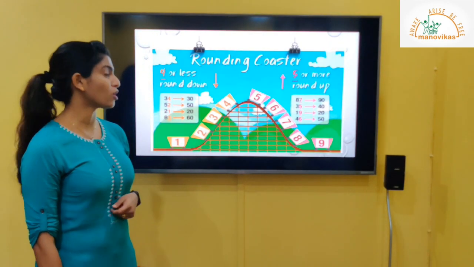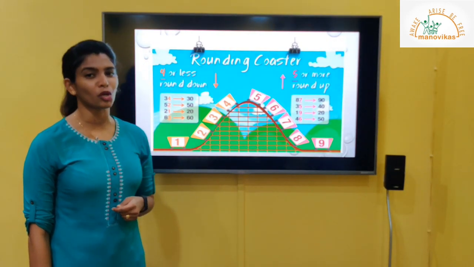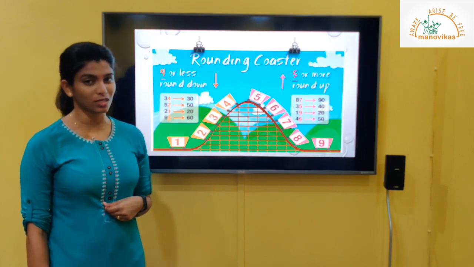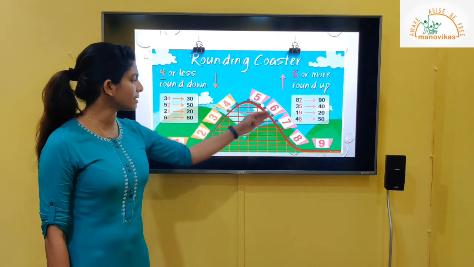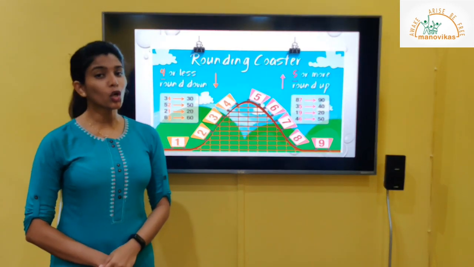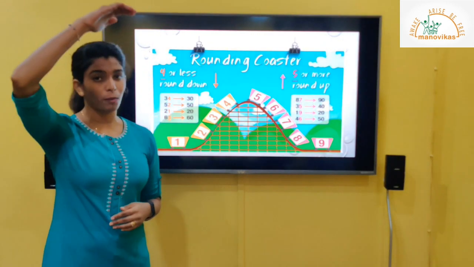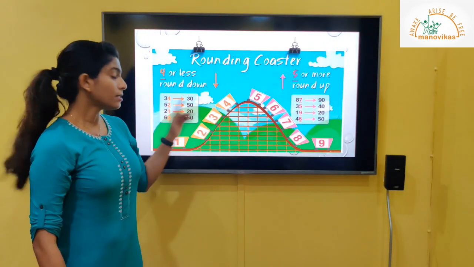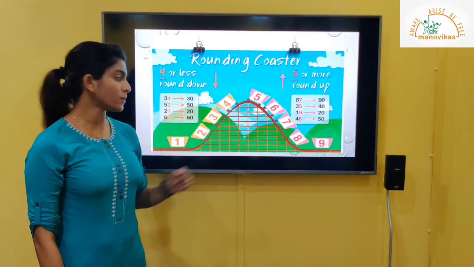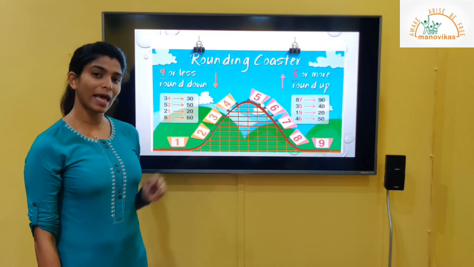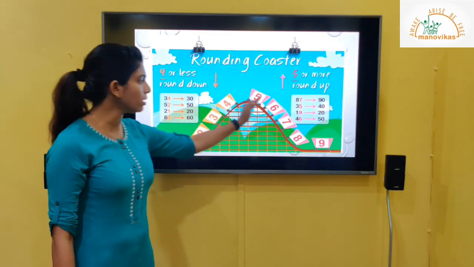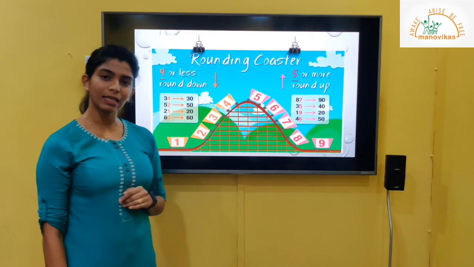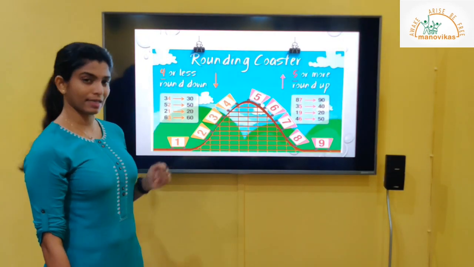Here is an example of a roller coaster. I'm sure you must be familiar with the roller coaster. The numbers are given: 1, 2, 3, 4, 5, 6, 7, 8, 9. You know that the roller coaster goes on top and then comes down. Imagine if the roller coaster stops in the middle here. What will happen? All these numbers will come to this side and all these numbers will go to the other side.